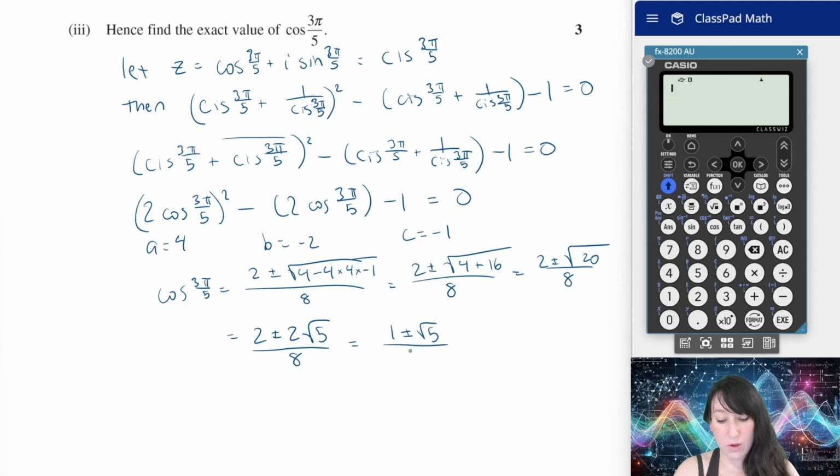Now, 3 pi over 5 is in quadrant 2. In quadrant 2, cosine should be negative. So, the solution we're looking for is 1 minus root 5 over 4, which will be negative since the square root of 5 is bigger than 1.